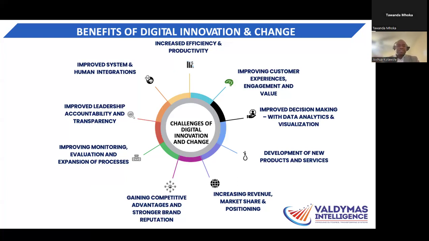Then improved leadership, accountability, and transparency. Yes, this is so crucial for nations where corruption is a major issue, because by the time we digitalize all our processes, every transaction that happens will be traceable. And that's why nations that are smart are pushing strongly for digital flow of money, digital flow of resources, scanning barcodes for everything that is being sold, so that you can track the tax deduction, track everything. And then ultimately, we improve the integration of systems and even human integration, human collaboration across different platforms.